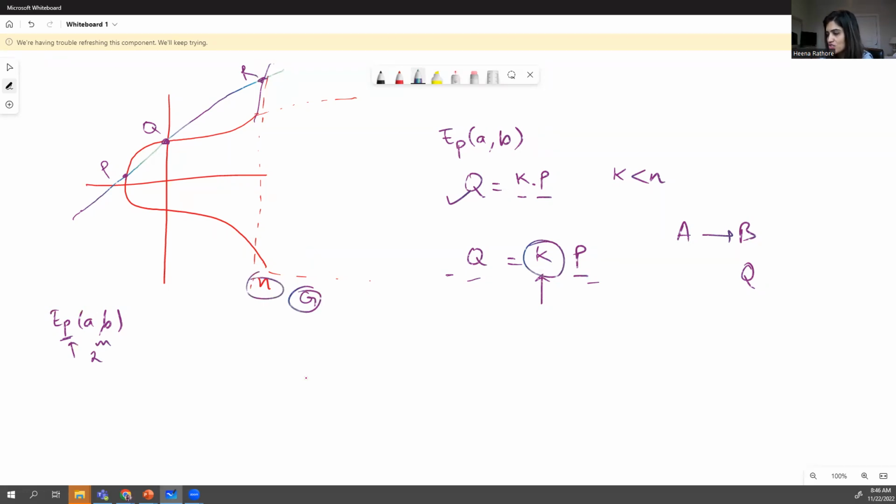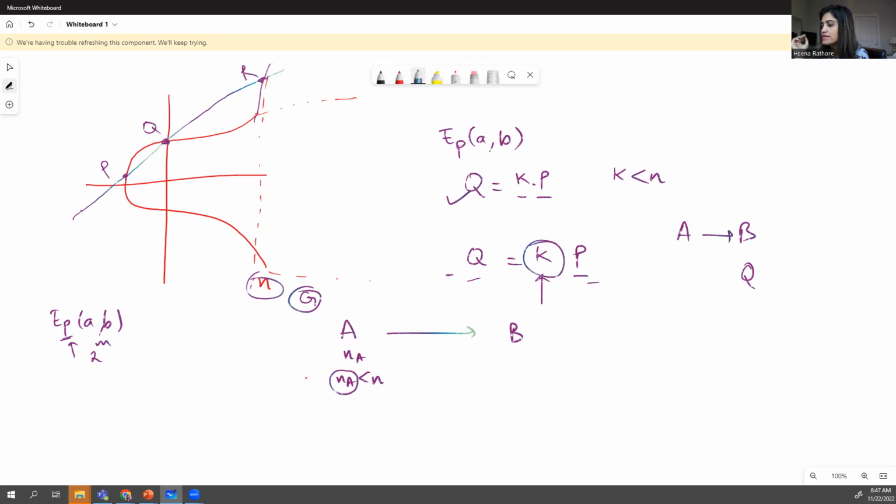So for the key exchange, let's suppose Alice and Bob want to communicate with each other. Alice will select a value NA in such a way that NA is less than N, and that is the private key for Alice. So NA, which is lower than the value of N, becomes the private key for Alice.